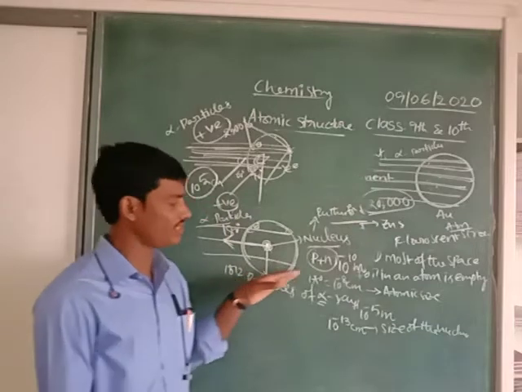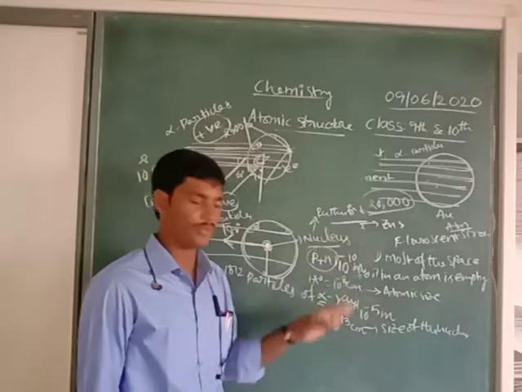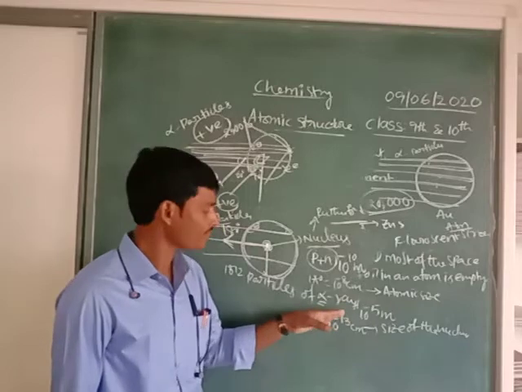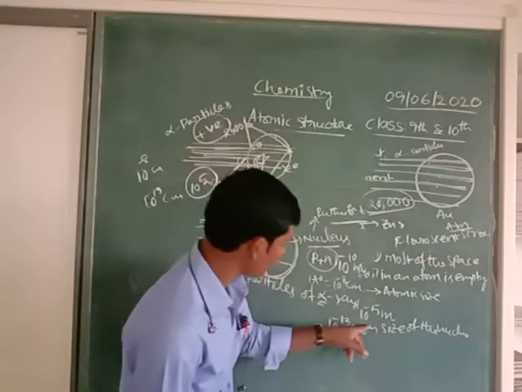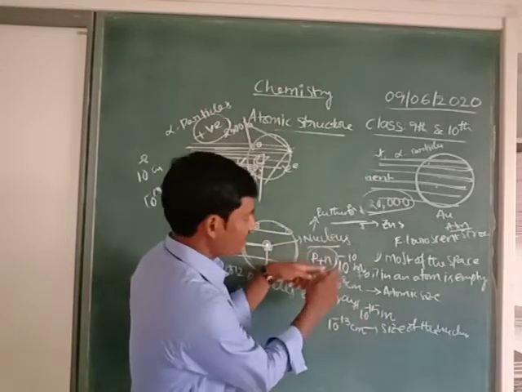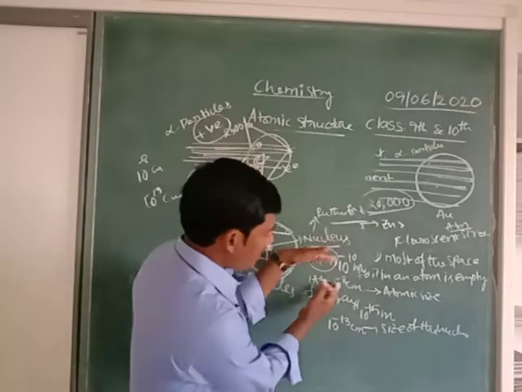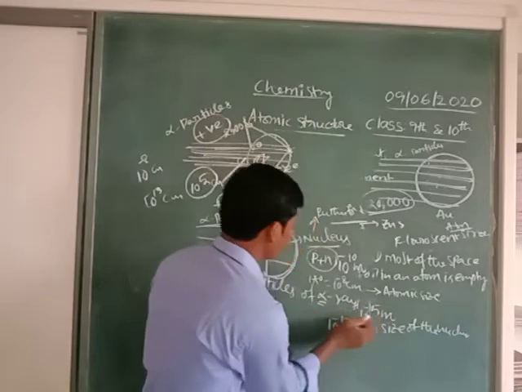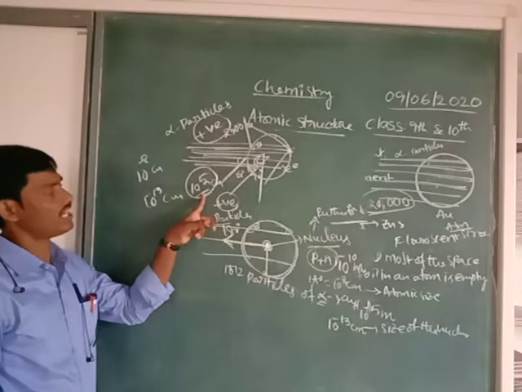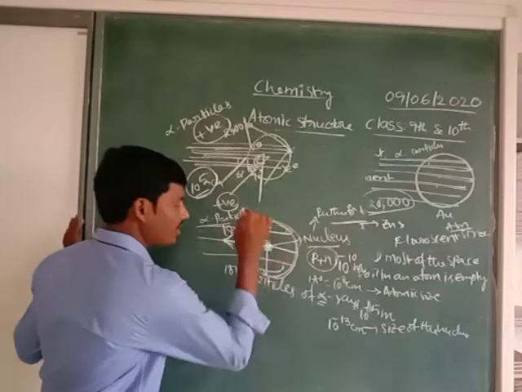And what is the size of the atom, children? The size of the atom is 10 to the power minus 8 centimeters, or 10 to the power minus 10 meters. And what is the size of the nucleus, children? 10 to the power minus 13 centimeters, or 10 to the power minus 15 meters. Okay, children, what is the difference between these two? The size of the atom is 10 to the power of 5 times the size of the nucleus. So based on this, the size of the atom is much larger than the size of the nucleus.